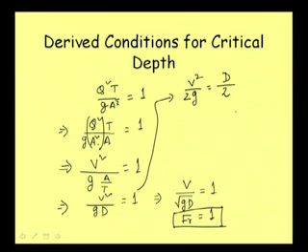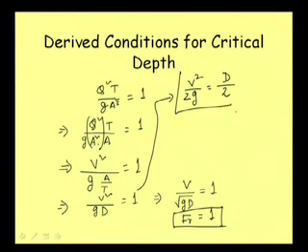V squared by 2g is nothing but the kinetic energy, that is, the kinetic head. And what is D by 2? It is half of the hydraulic depth. So, if someone asks what the kinetic energy is at the critical flow condition, then if we know the hydraulic depth, we can say that yes, kinetic energy at critical flow condition is equal to half of the hydraulic depth. So, that is also another relation.